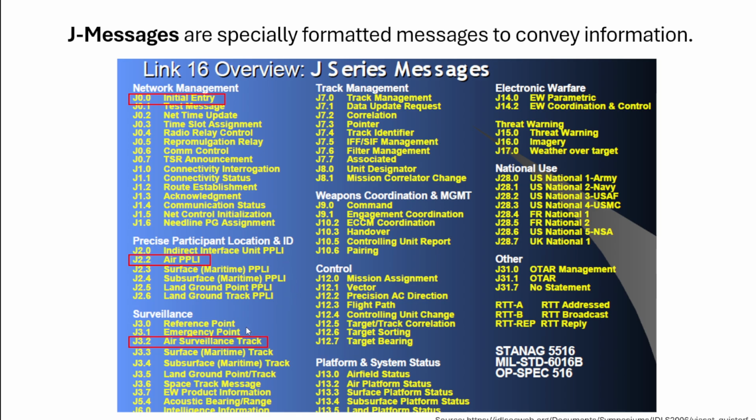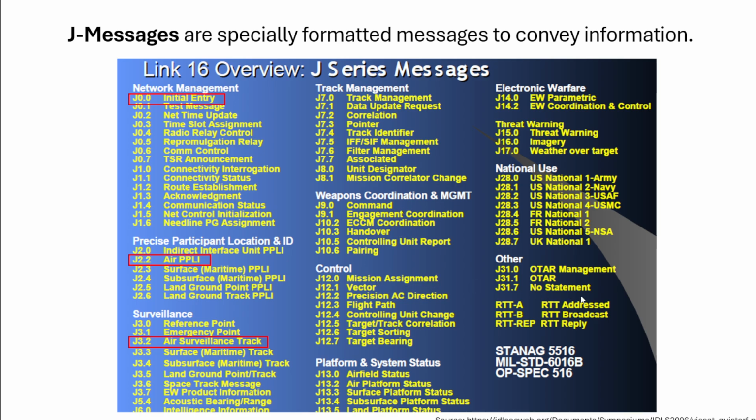Surveillance, as the name says, comes from radars and other devices scanning the environment. The one that you know from BMS already is the air surveillance, message J3.2, which is the radar AWACS. At the moment, you just have the AWACS. In the future, we may also have it from GCI ground radars. But there is also information like electronic warfare, land ground, air, surface, all different messages and so on. Track management, weapons coordination, control.